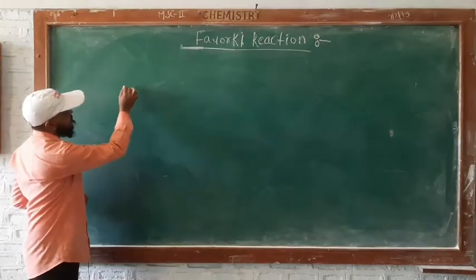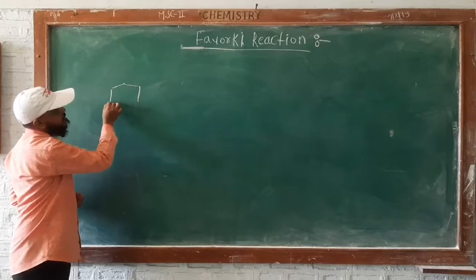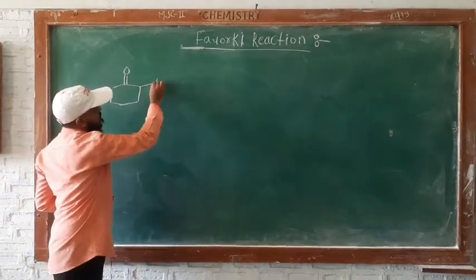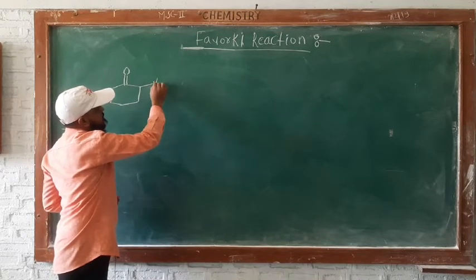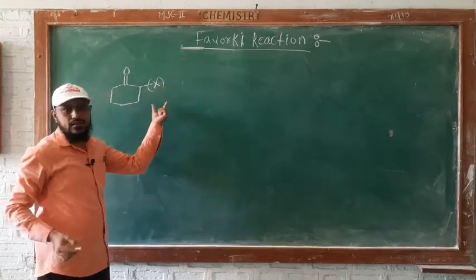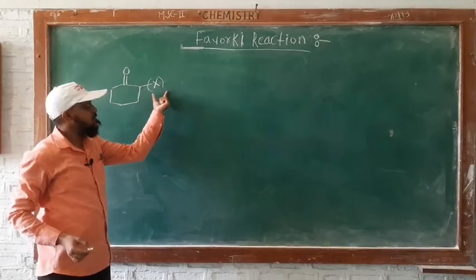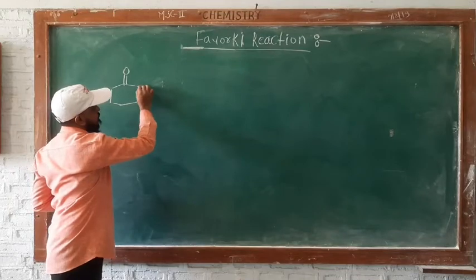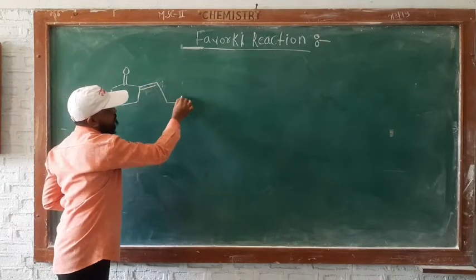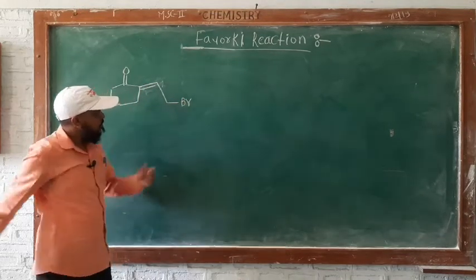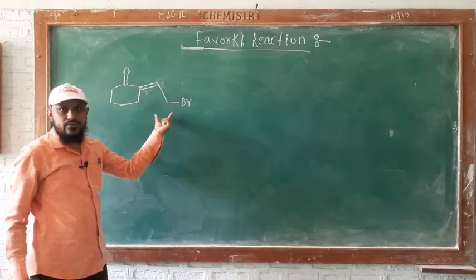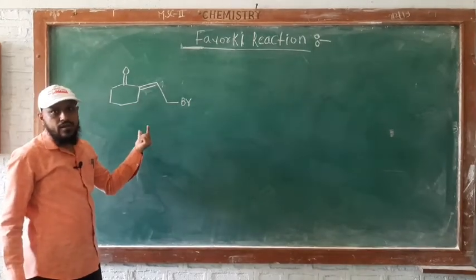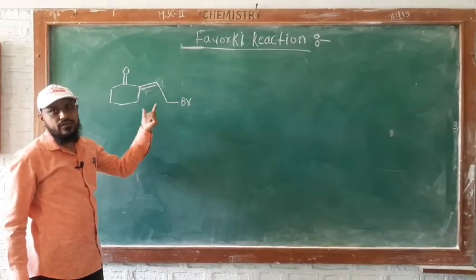Now look here, I am writing the substrate molecule of the Favorskii reaction. This is the alpha haloketone. Suppose here the halogen group X is present. Instead of this halogen group, here I have taken N-bromopropyl as a leaving group. So what will happen when we use this type of leaving group in the Favorskii reaction?